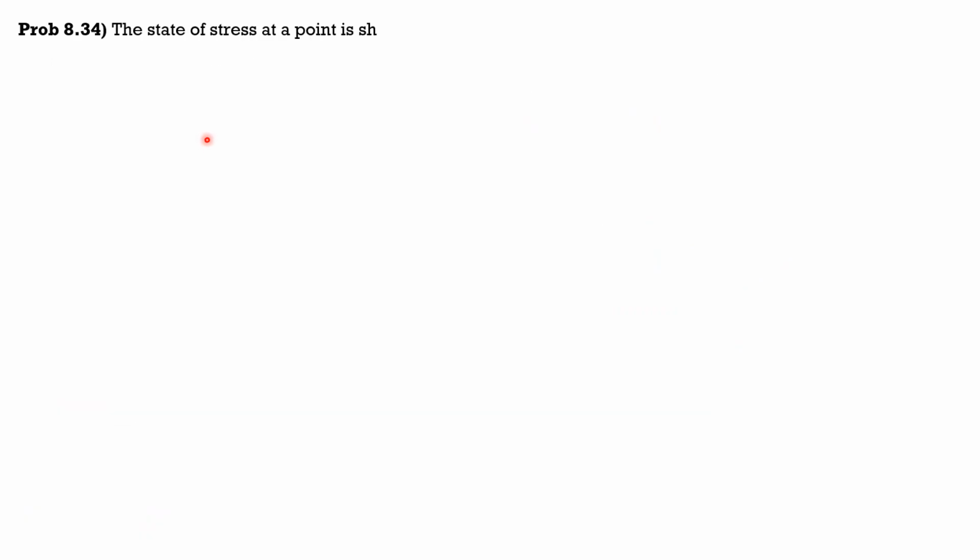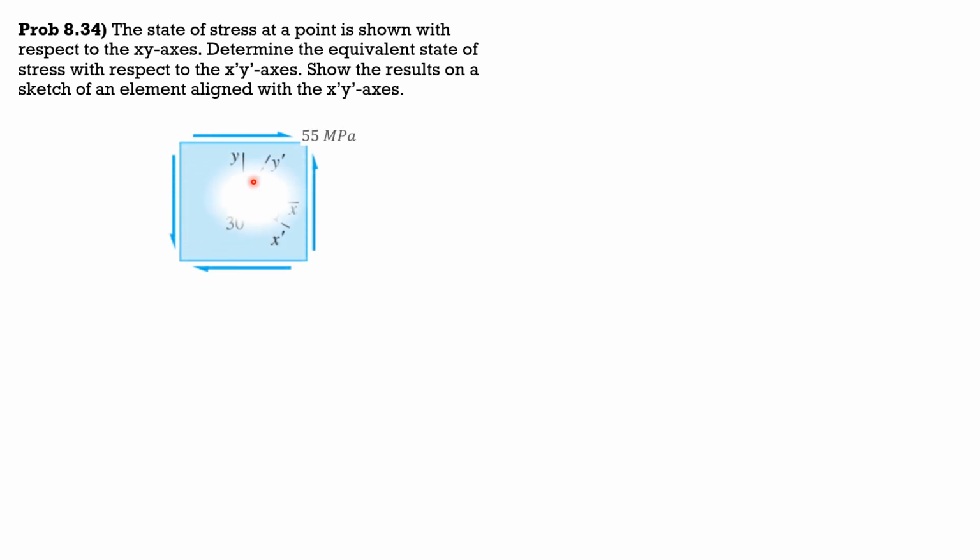The state of stress at a point is shown with respect to the xy axis. Determine the equivalent state of stress with respect to the x prime y prime axis. Show the results on the sketch of an element aligned with the x prime y prime axis. So here is the given figure.